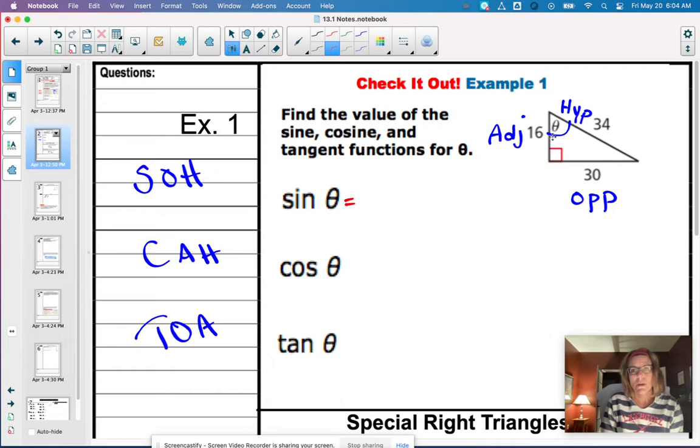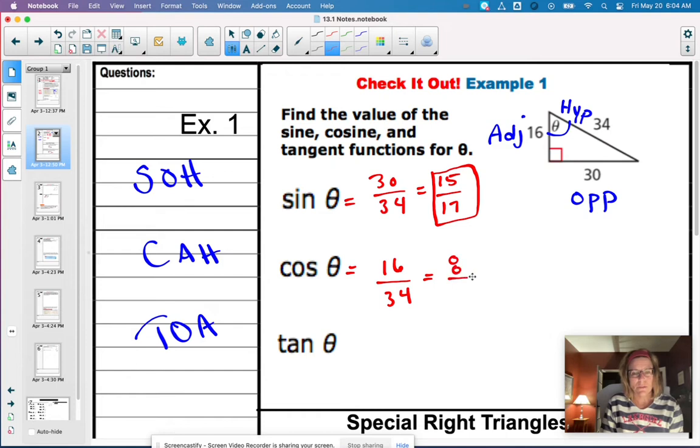So here we go. Sine is O, which is 30, over H, which is 34. And you always want to reduce these. So 15 over 17, because 2 can go into 30 and 34 to reduce it. Cosine, adjacent is 16, over hypotenuse is 34. And if we reduce that, 2 goes into 16 and 34. And you'll have your calculator to reduce these.